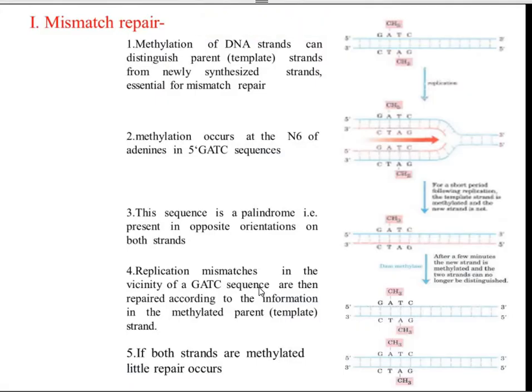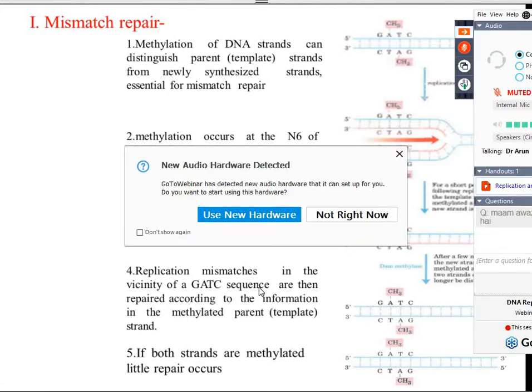Now, the first one, mismatch repair. As the name itself indicates, a wrong base has been inserted. It is not matching the base that is present in the parental DNA. So, the repair enzymes distinguish between the parental strand and the newly formed strand. Supposing this is our parental strand, right? These two, this is the parent DNA molecule. Now, what will happen is the parental strand will be methylated so that it can be distinguished from the newly formed strand. So, this is the newly formed strand.